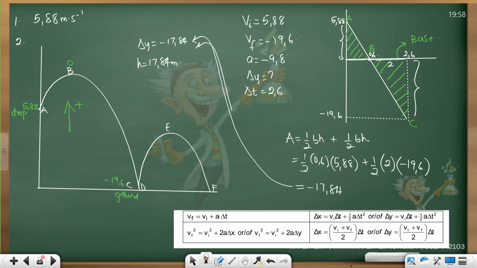So when they say without equations of motion, all you need to do is to find the area. Take note, there are questions like that. Without equations of motion, what I need to do is to find the area.